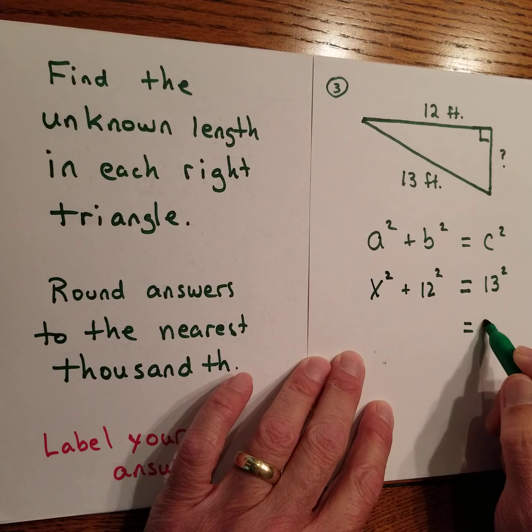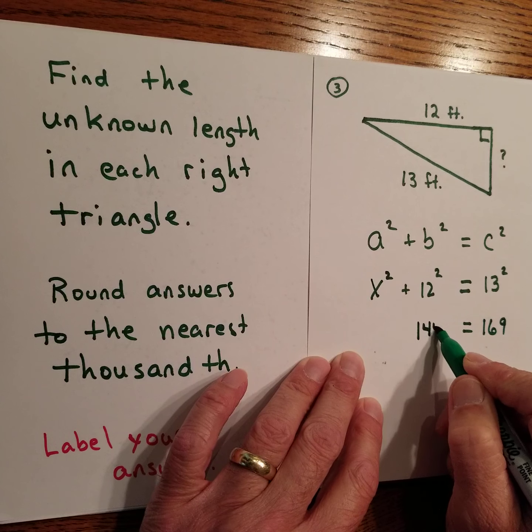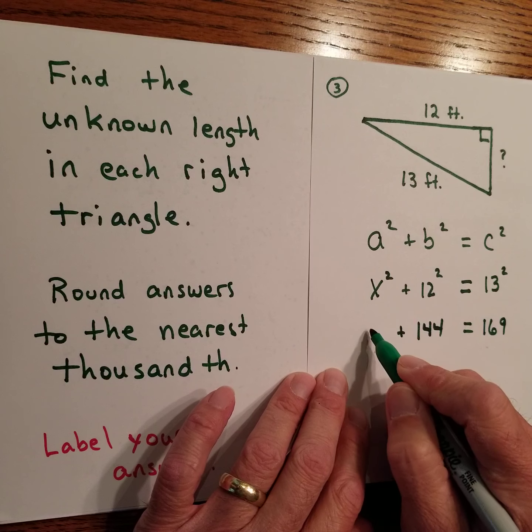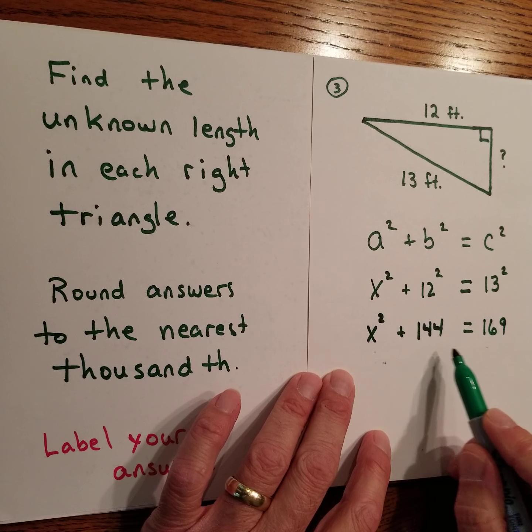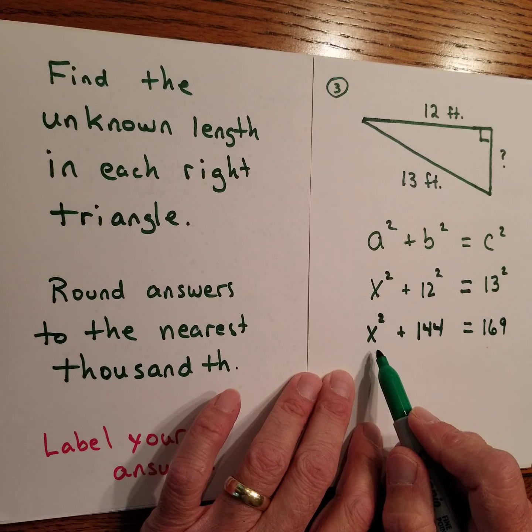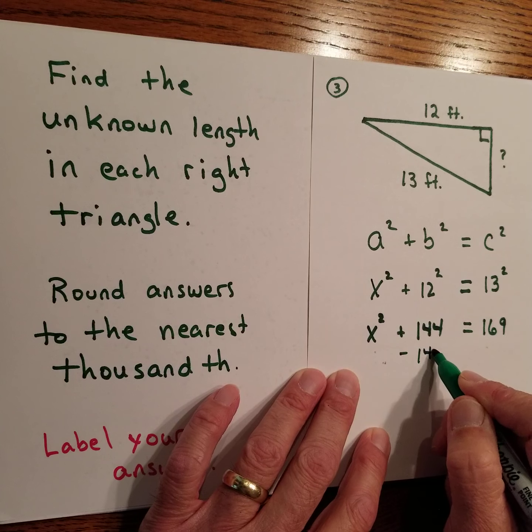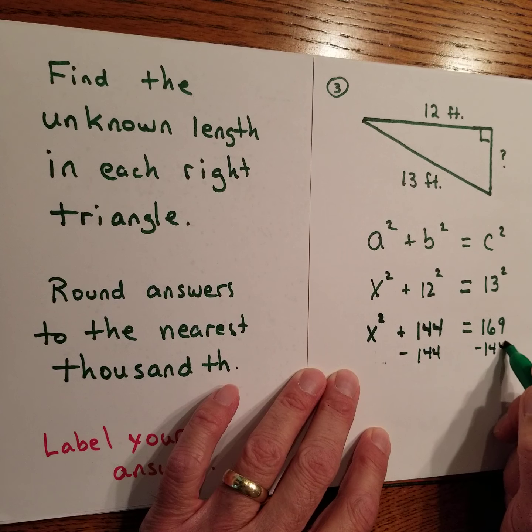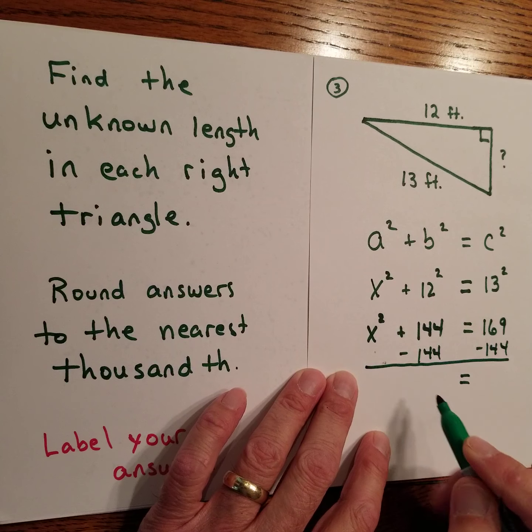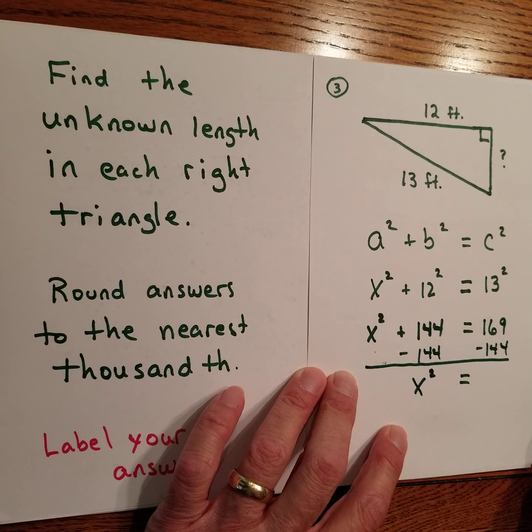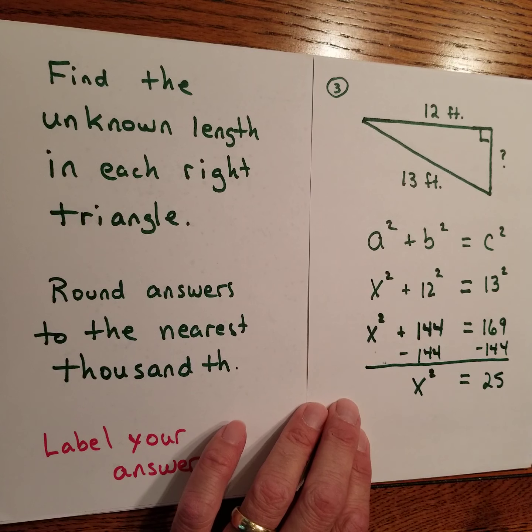13 squared, 13 times 13 is 169. 12 times 12, 144. Copy the x squared. This time I have numbers on either side of the equal sign. If I want to get x by itself, I should get rid of that 144. The inverse of addition is subtraction. 144 minus 144 is 0. Copy the x squared. 169 minus 144 is 25.